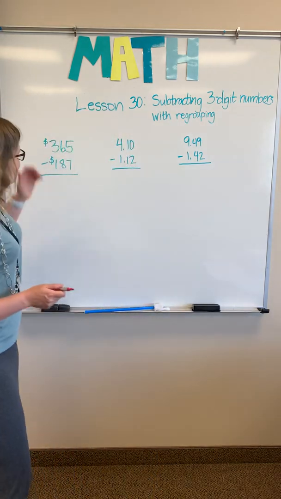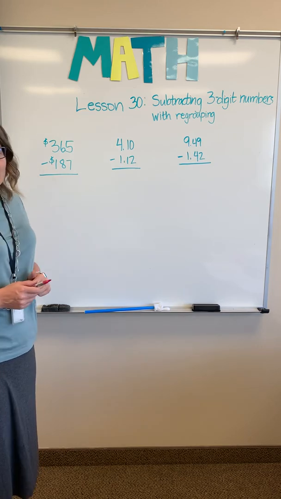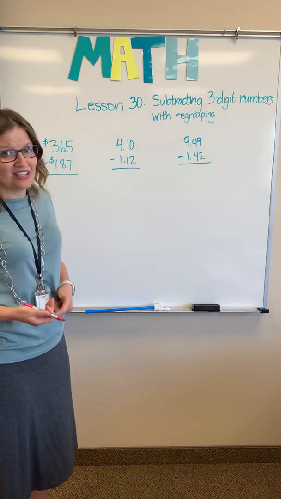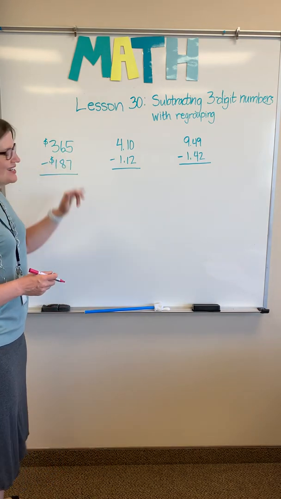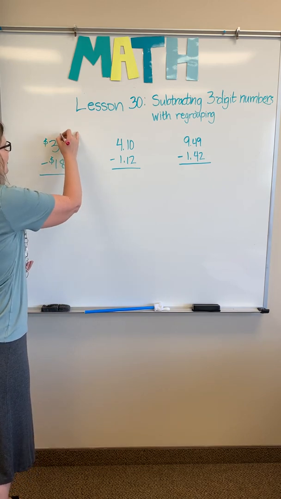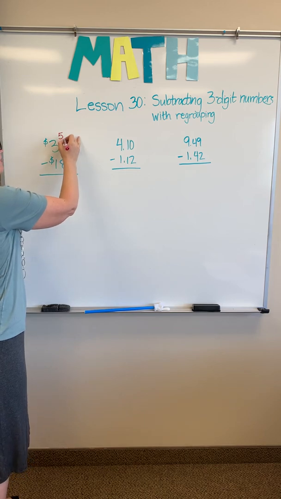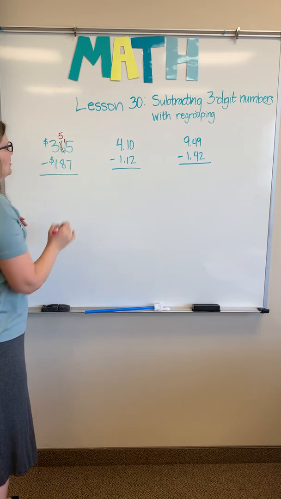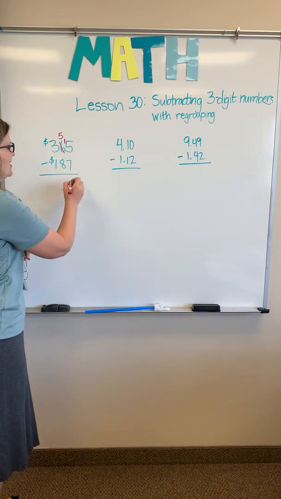The first one is $365, and we subtract $187. And as I'm looking, 5 minus 7 is not going to work. So we're going to do an exchange. We take one of our tens and put it in with the 5. We now have 15 minus 7.